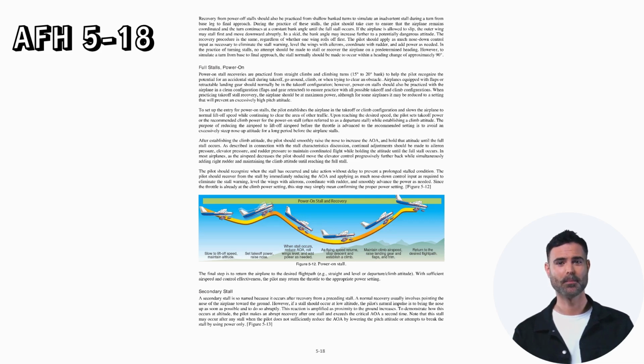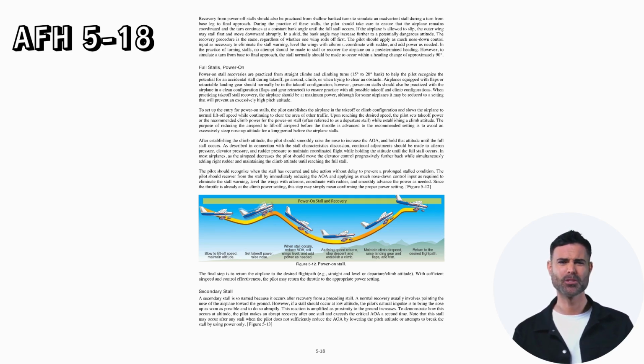After establishing the climb attitude, the pilot should smoothly raise the nose to increase the AOA and hold that attitude until the full stall occurs. As described in connection with the stall characteristics discussion, continual adjustments should be made to aileron pressure, elevator pressure, and rudder pressure to maintain coordinated flight while holding the attitude until the full stall occurs. In most airplanes, as the airspeed decreases, the pilot should move the elevator control progressively further back while simultaneously adding right rudder and maintaining the climb attitude until reaching the full stall.